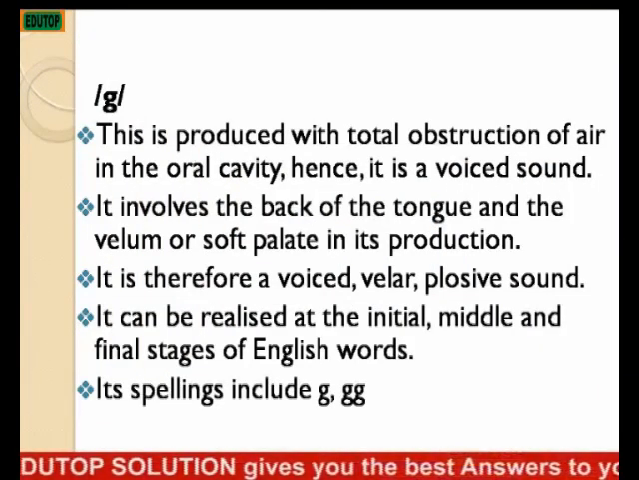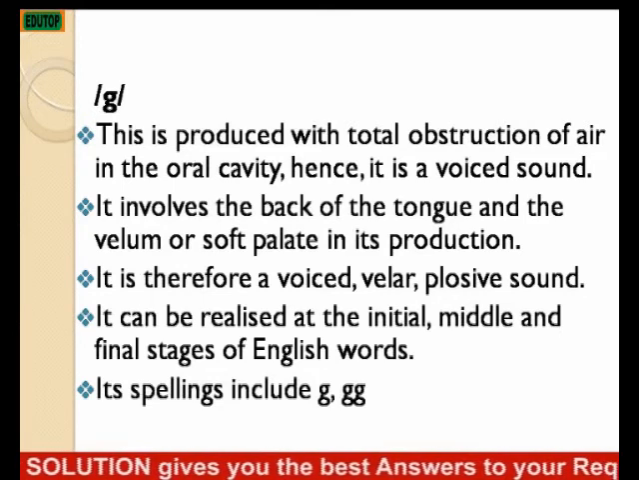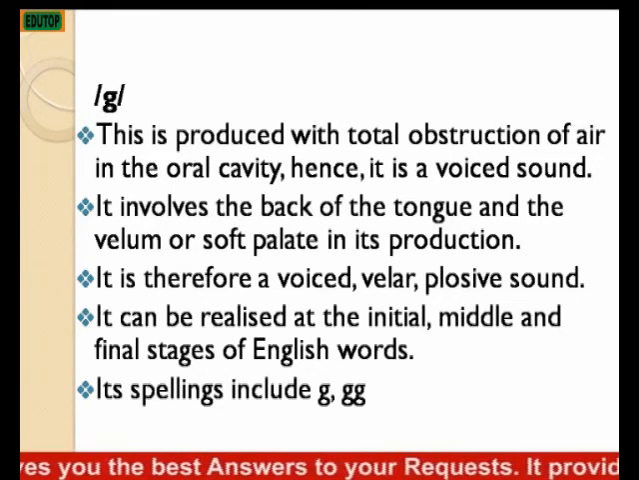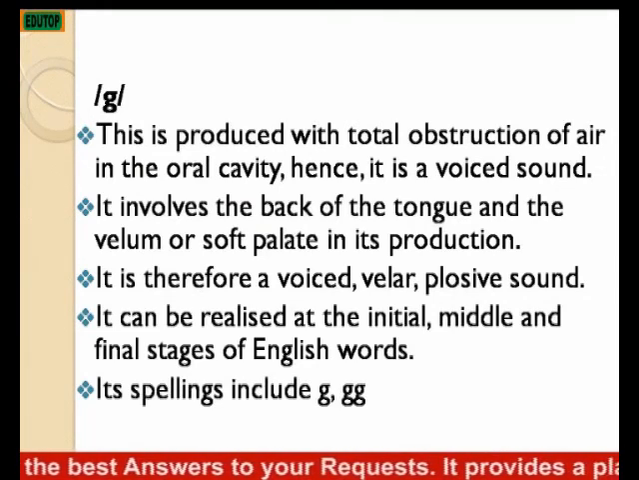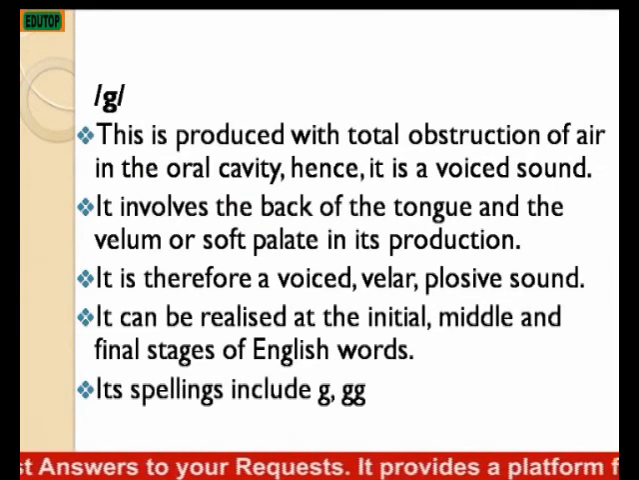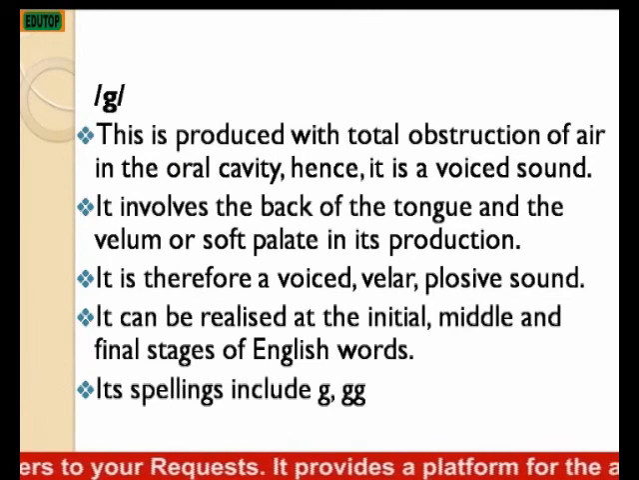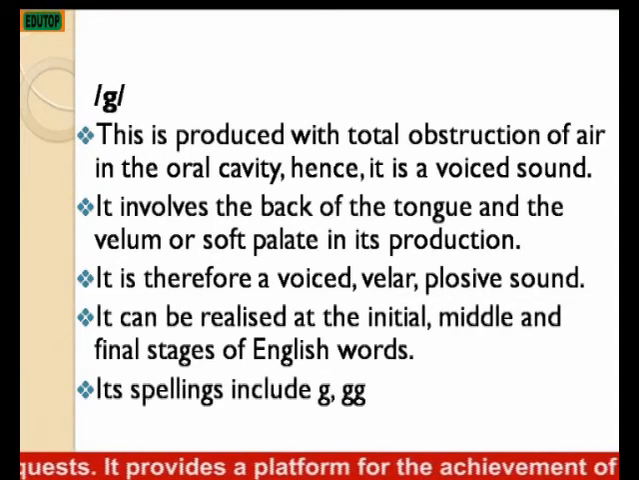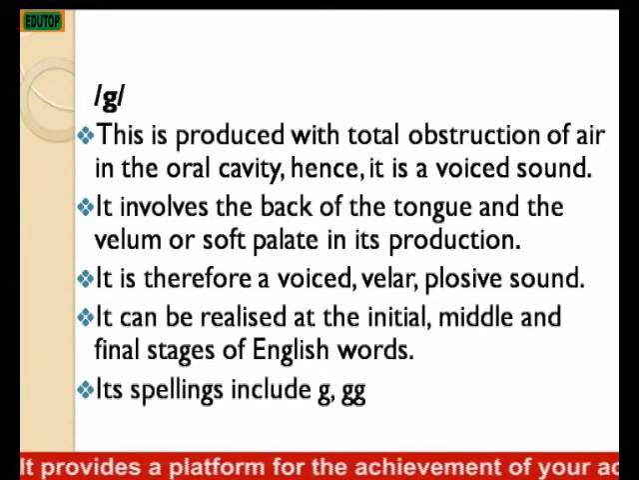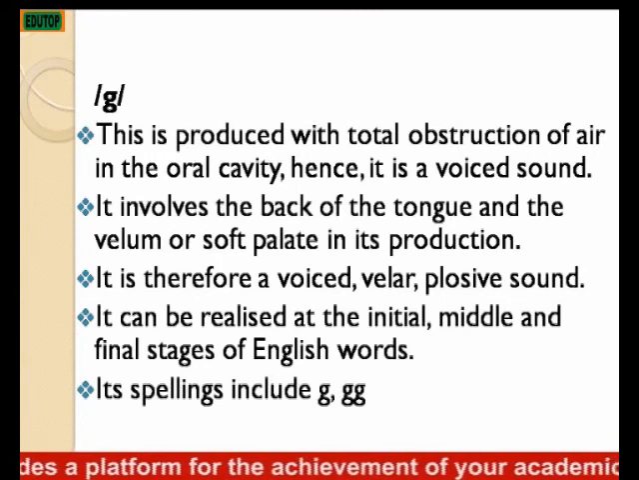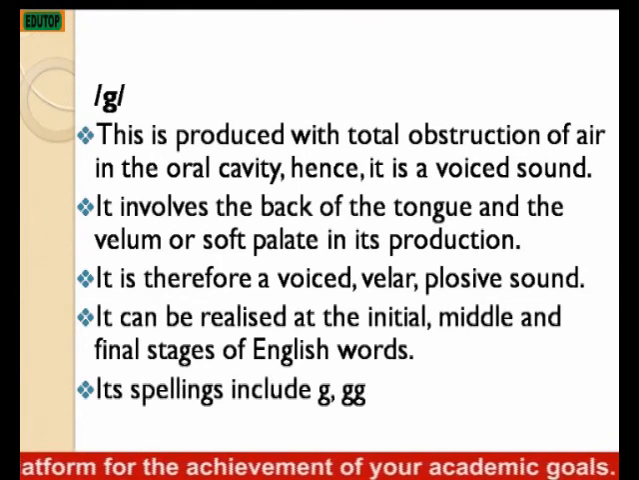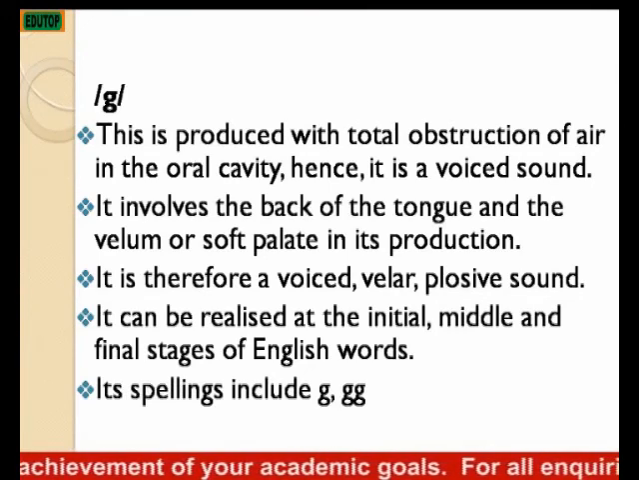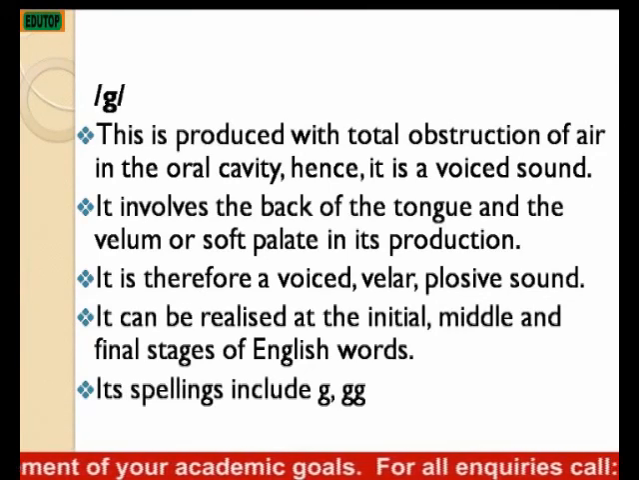The sound g is produced with total obstruction of air in the oral cavity. It is a voiced sound. It involves the back of the tongue and the velum or the soft palate in its production. It is therefore a voiced velar plosive sound. It can be realized at the initial, middle, and final positions of English words, and it can be spelled as G and double G.